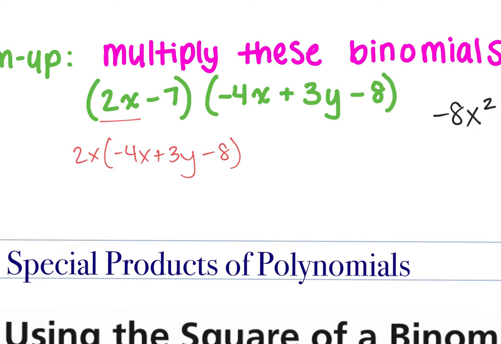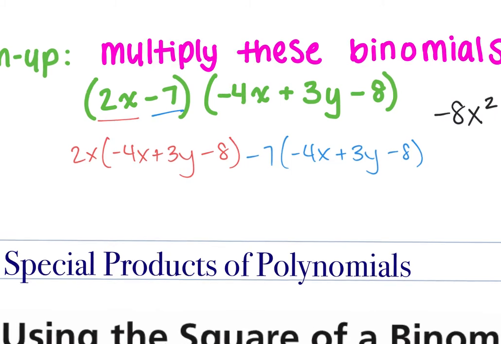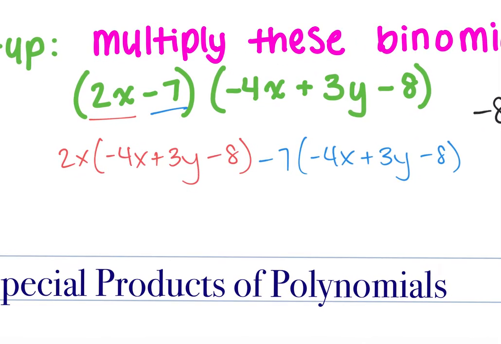Let's go. And then you distributed the negative 7. So minus 7 times negative 4x plus 3y minus 8. If you got this one wrong, pay close attention when I distribute. What is 2x times negative 4x? Sebastian? Negative 8x to the second.